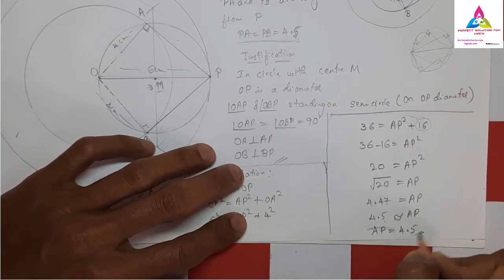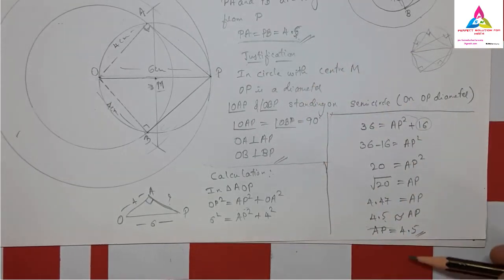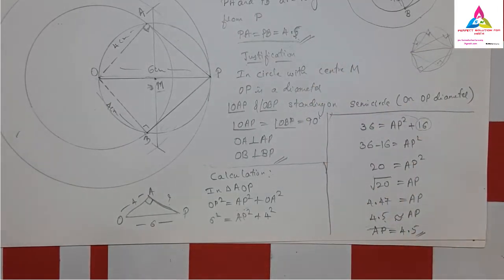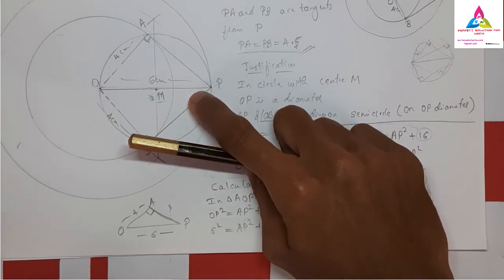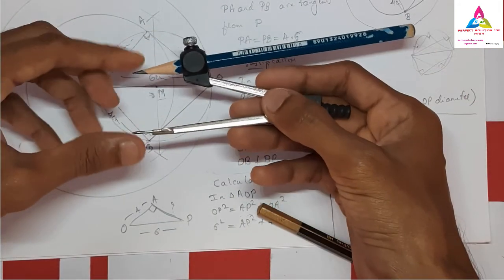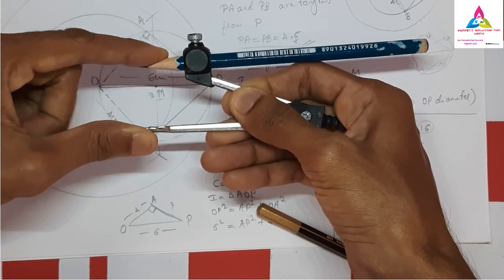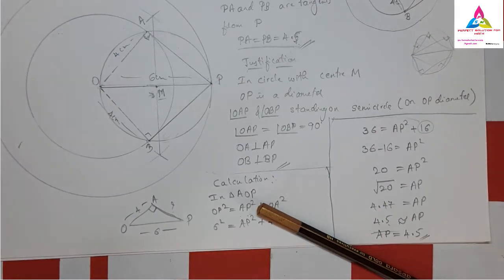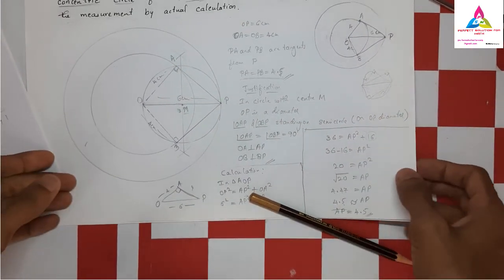So this is the way we can verify our answer. If you write 4.6 here and you have got 4.5 there, you may ask whether it is wrong. No, it is not wrong. Why is it not wrong? Because when you are constructing something and taking the compass, you might have taken 4.1 instead of 4, or you might have taken 6.2 instead of 6 centimeters, because a small error will be there. So don't get confused. If you have small differences, no problem.